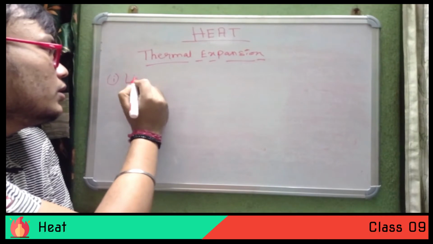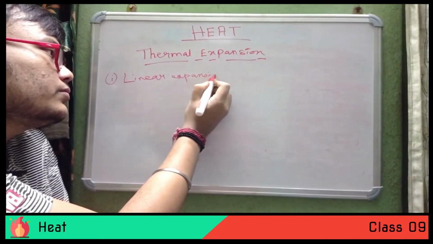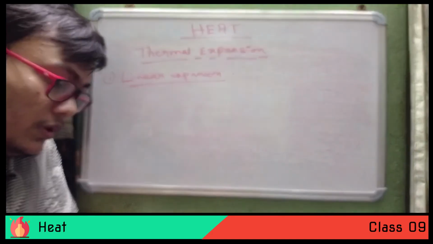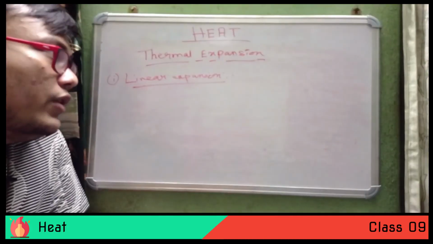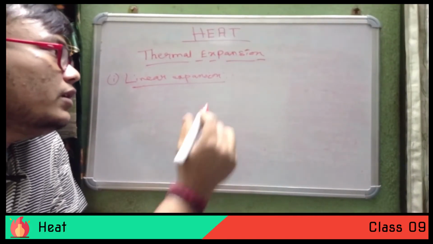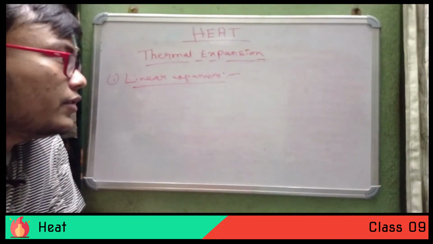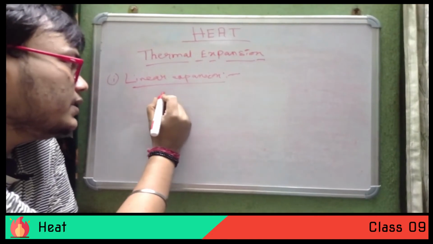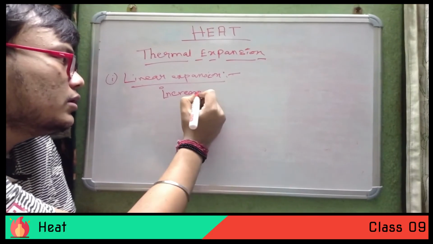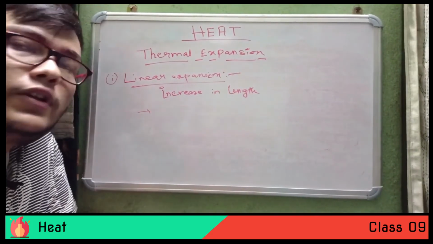Number one is linear expansion. Now, if we keep a rod and we heat it by some amount, there will be linear expansion of the rod. The rod will increase in length. So this increase in length depends on the following factors.